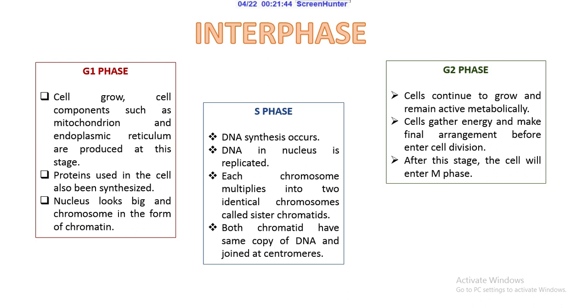The cells continue to grow and remain metabolically active in the G2 phase, and the cells will gather energy and make final arrangements before they enter cell division. So after this stage, we will enter the M phase. But remember that interphase is the longest phase. So this is briefly the interphase.